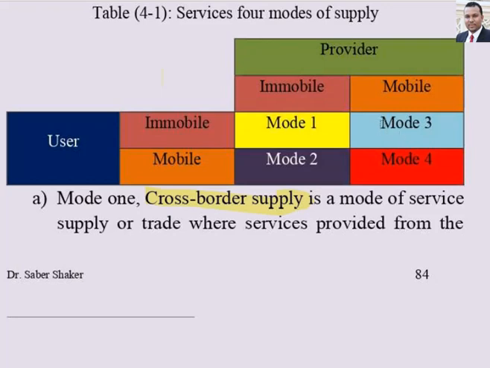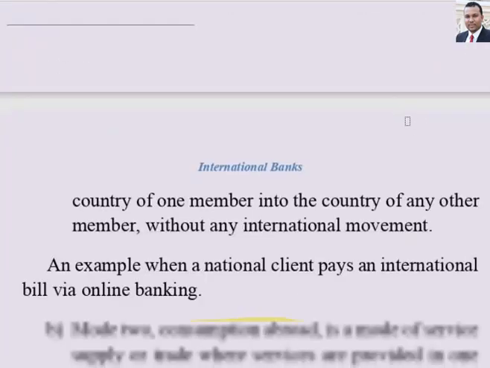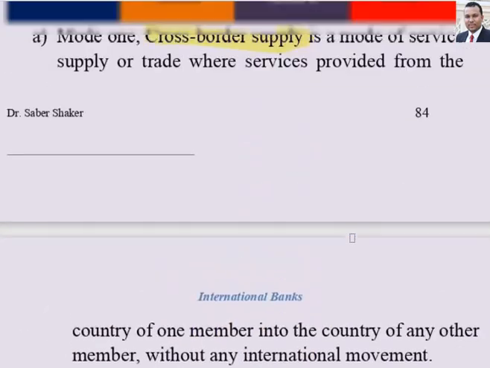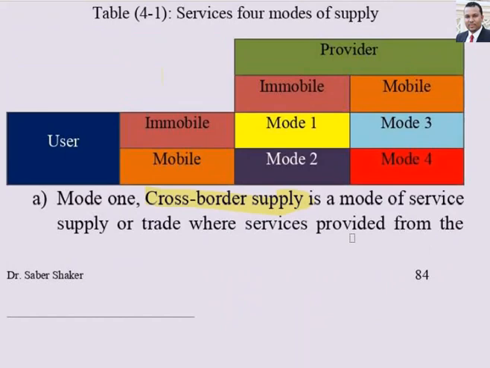Mode number three is the case when the provider of a service is mobile but the user is immobile. In this case, the producer moves to provide a service. In mode number three, we talk about commercial presence. Give me an example related to banking. Suppose Bank of America opens a new branch or subsidiary in Egypt. This is mode number three. In general, mode number three is related to FDI, or foreign direct investment.